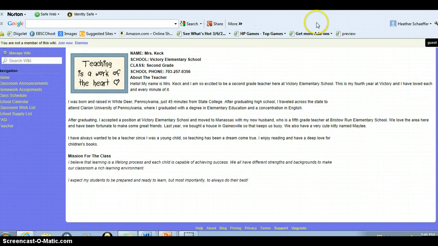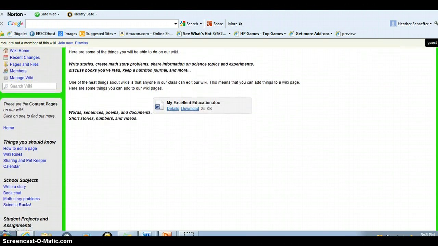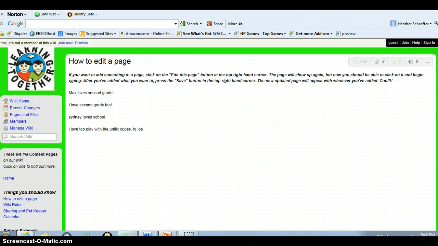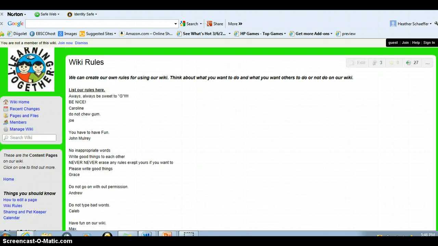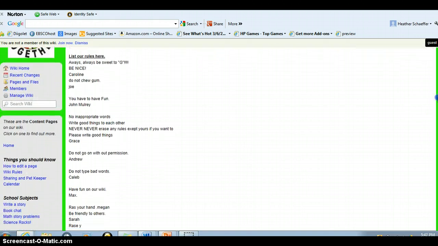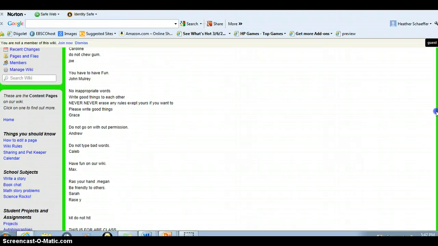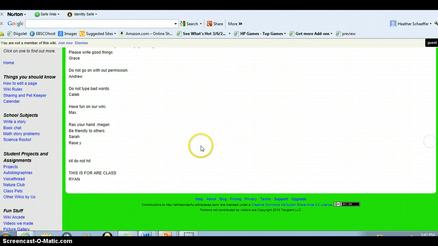Here's an example of another second grade wiki, but this is one that students participate in. So after you model how to edit the page, it's nice she has a reminder here of how to edit, explaining to save, make sure they click save. Wiki rules. Clearly the class had a say in the rules. You can see they all kind of posted a rule that they liked. No bad words, don't go on without permission, have fun. This is for our class.